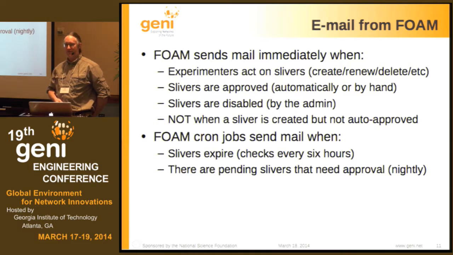So the fact that Bob had 10.0.0.8 isn't going to be expressed to Alice when she creates a sliver, but it will say overlaps with an existing sliver of some kind. So the admin can see that stuff, but the experimenter typically can't.